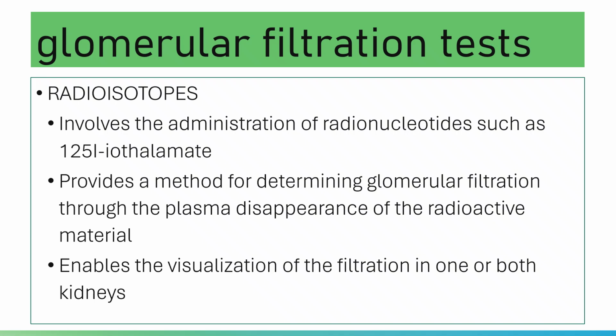The use of radioisotopes provides a method for determining glomerular filtration through the plasma disappearance of the radioactive material. It enables the visualization of filtration in one or both kidneys, and it can measure the viability of a transplanted kidney. That is for radioisotopes.